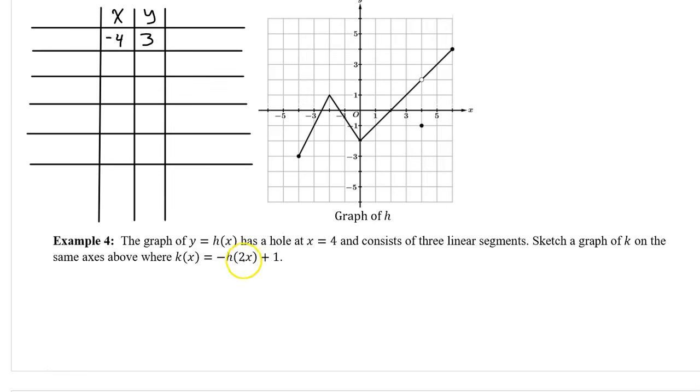When we have dilations involved, I like to perform the transformations using a chart. So let's start by listing off the key points that we see, starting with this point right here, which is (-4, -3). There's (-2, 1), (0, -2), the hole at (4, 2), the actual value at (4, -1), and the endpoint at (6, 4).